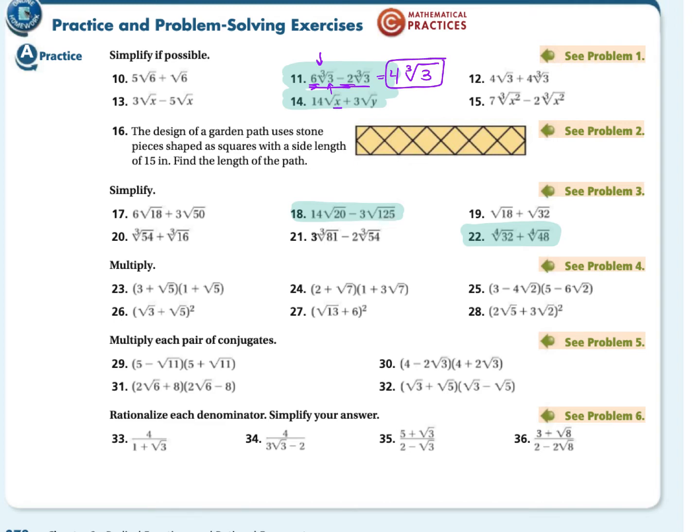Okay, now this one's different. This is a square root of x and a square root of y. You can't combine those, so your answer is exactly what you see there. There is no more simplifying that can be done with that.